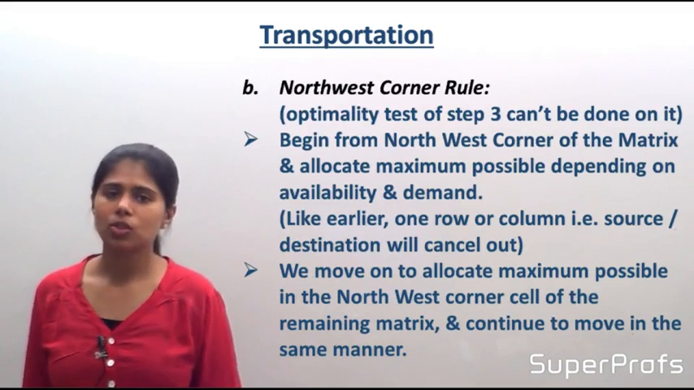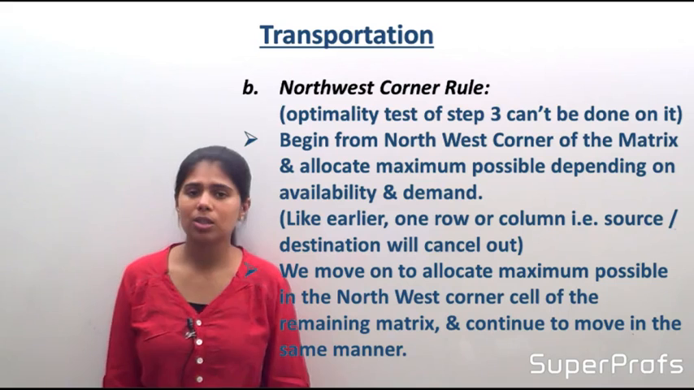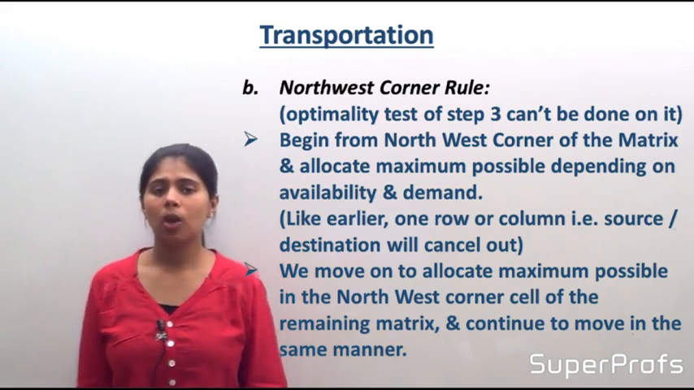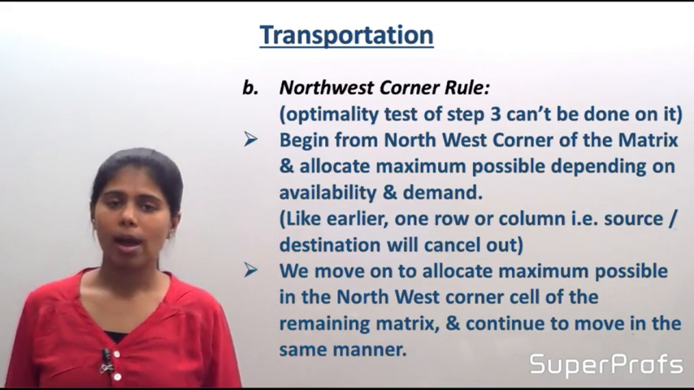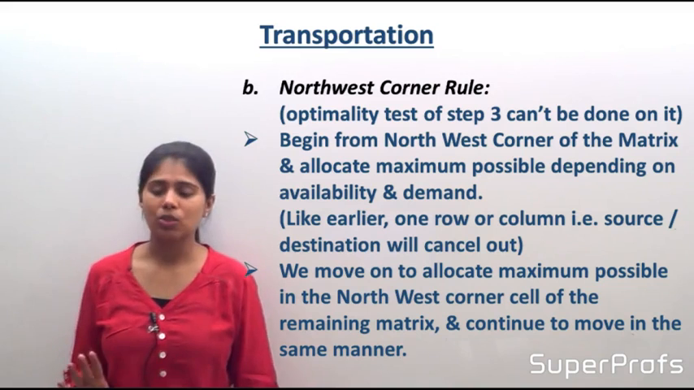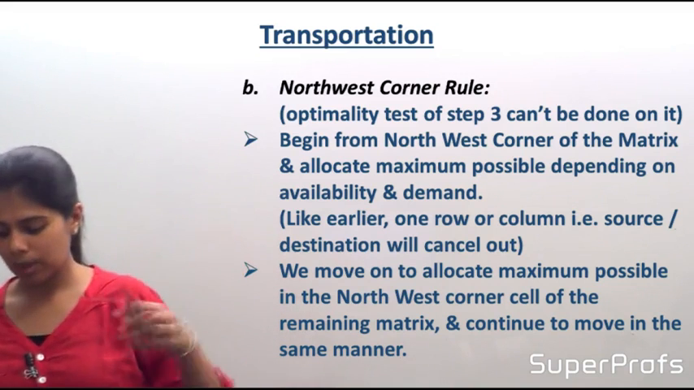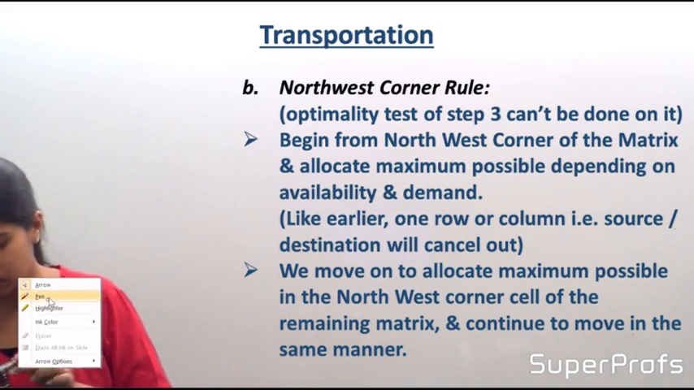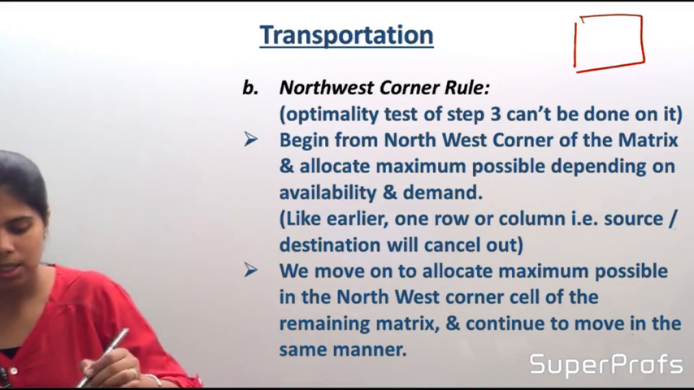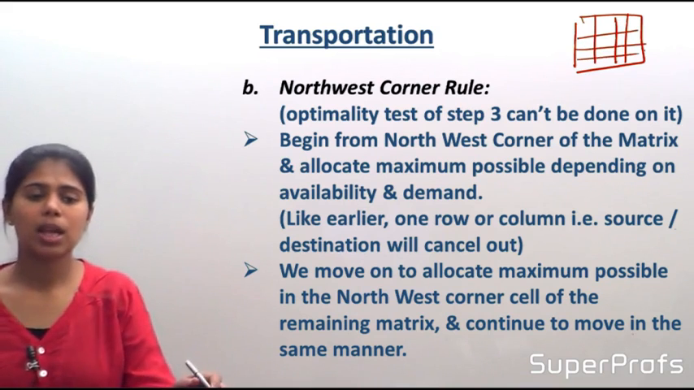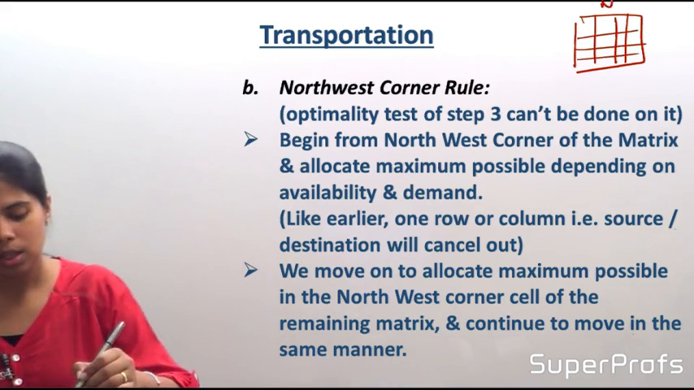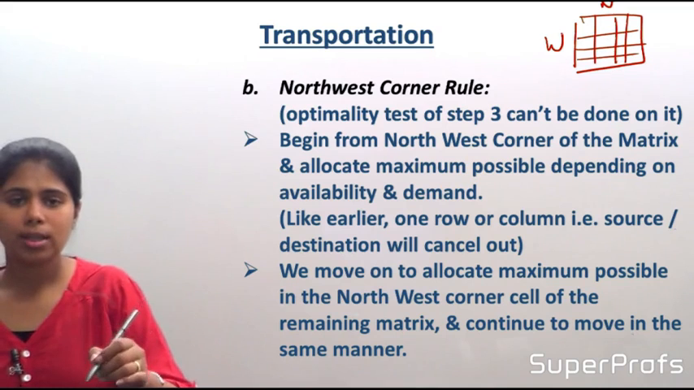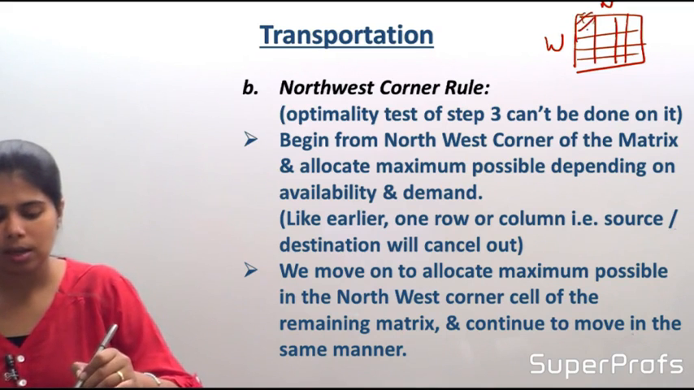The first thing that is written over there is that the optimality test, which is step 3 of a transportation problem, cannot be done if you're using the northwest corner rule. Now what is the northwest corner rule? I begin from the northwest corner of the matrix. If this is my matrix, I start from the northwest corner, so this is north and this is west. I start from the northwest corner, which is this cell.